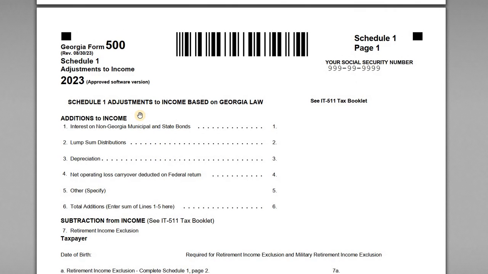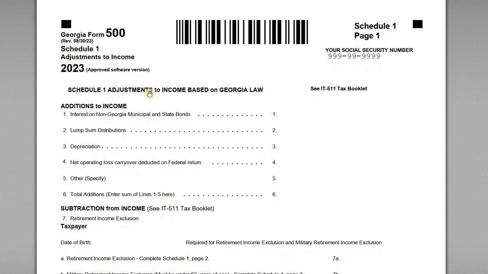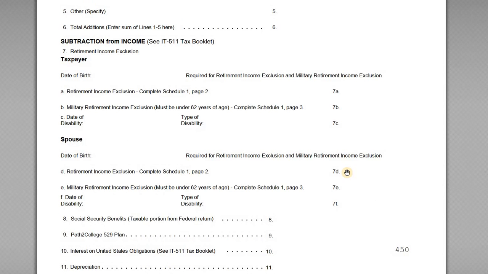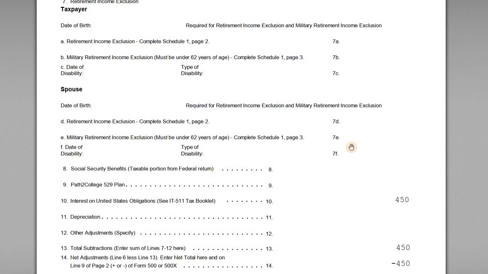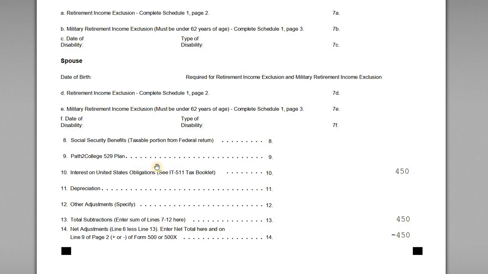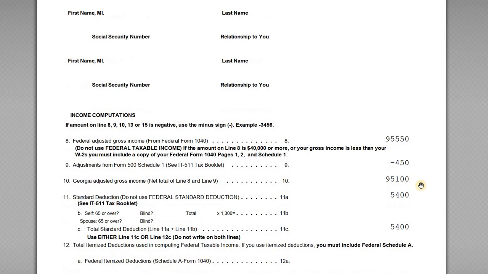So every state's got different schedules, different presentation. For Georgia, Schedule 1 is where we report any of those adjustments for income based on Georgia law. So we have additions to income up here, and then our subtractions to income are reported down here on line 10. So you can see Georgia has a line 10 item, interest on U.S. obligations, $450. So we're going to have a net adjustment of a $450 reduction to our income in order to get to Georgia adjusted gross income of $95,100.